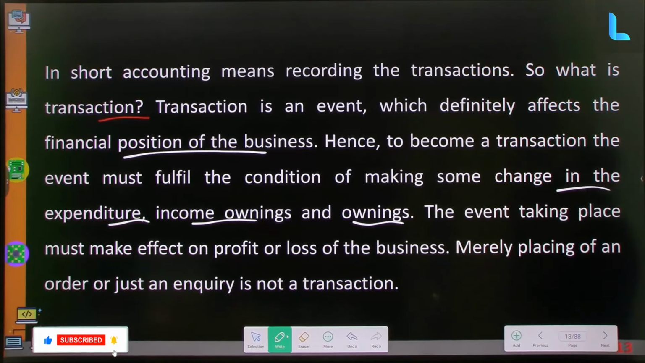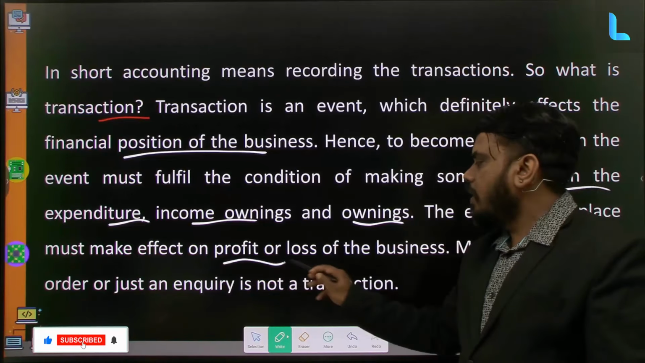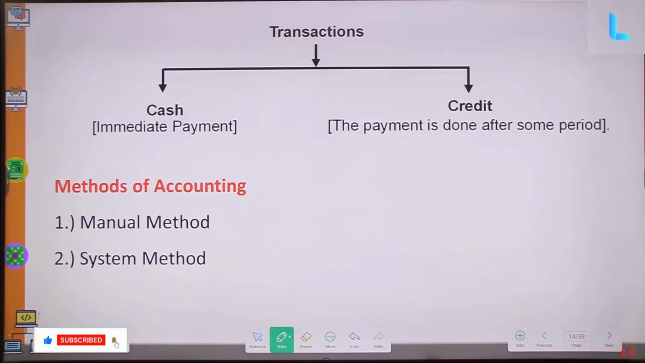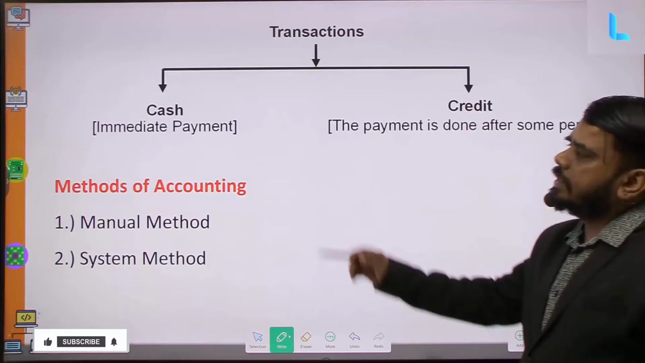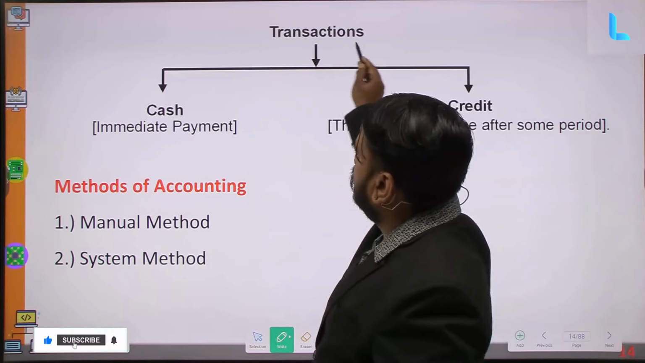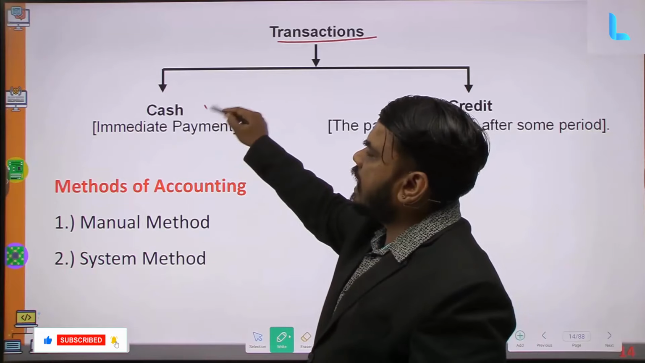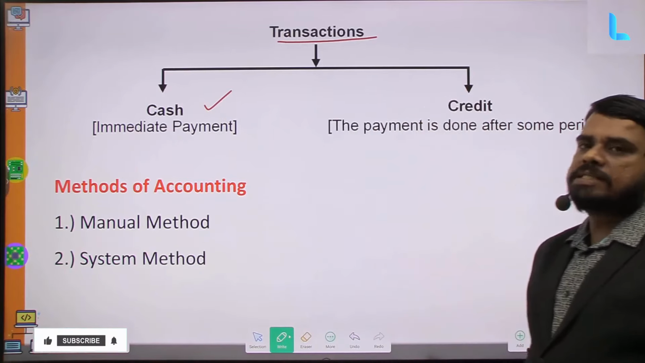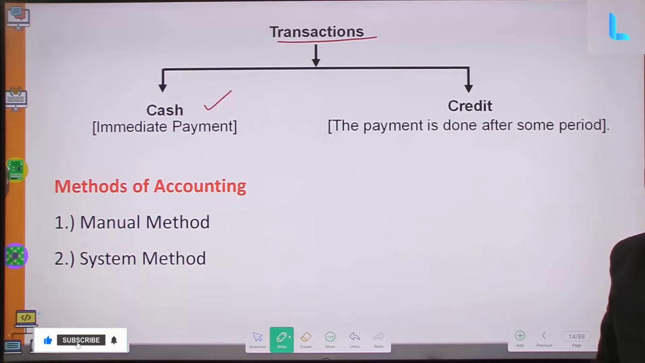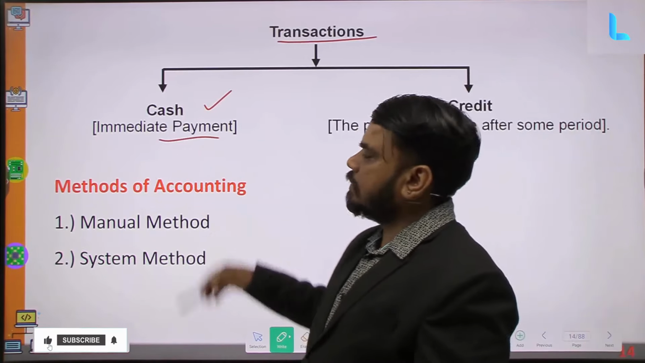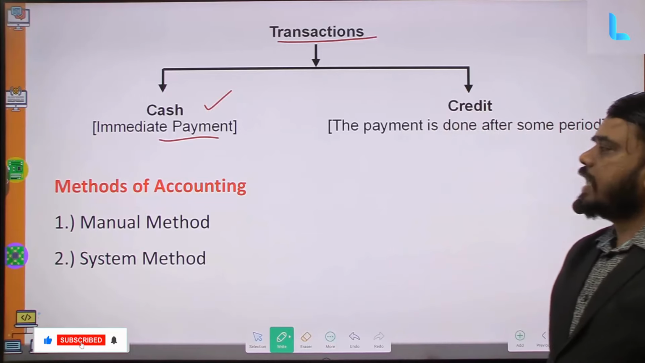So the event which makes an effect or leaves an impact on the profit and loss of the business is considered a transaction. Let us continue. Transactions, we can say, are of two types. One is the cash transaction. Cash transaction means the payment which we receive immediately in terms of cash. So those are considered cash transactions.